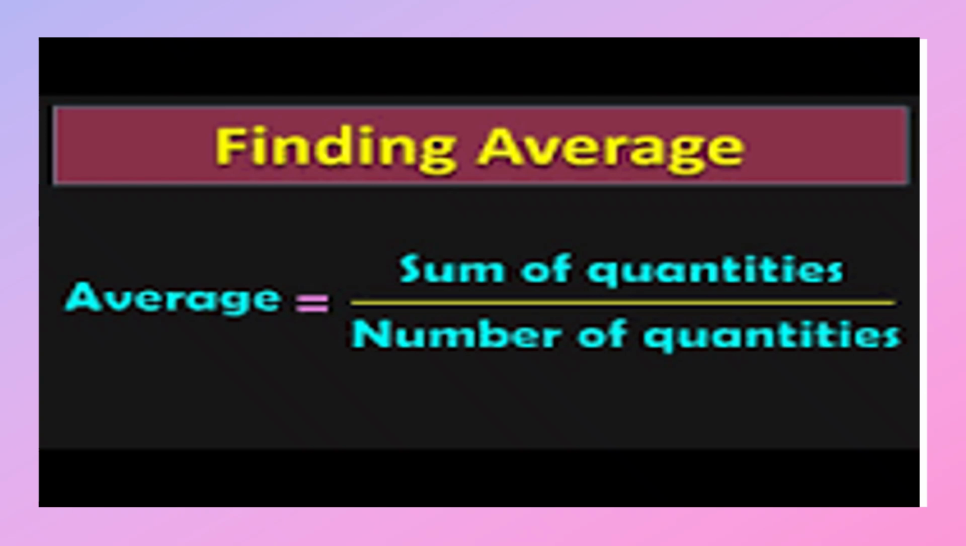So here we have a very simple formula to find the average of anything, of any object, of any measurements. We add up all the quantities or all the numbers in the given set and divide by the number of quantities. Whether we have 4 quantities, 5 quantities, or 6 quantities, when we divide the sum by the number of quantities, we get the average.